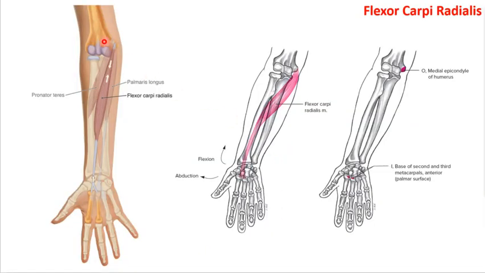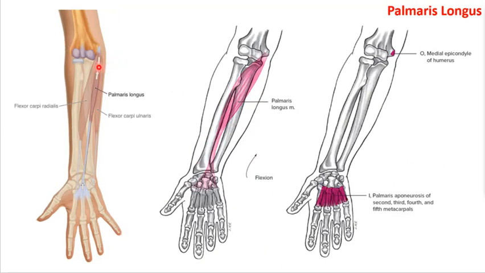So flexor carpi radialis originates here at the medial epicondyle, and then it shoots straight down and attaches on the base of the metacarpals. And it is a wrist flexor and abductor, or radial deviator.